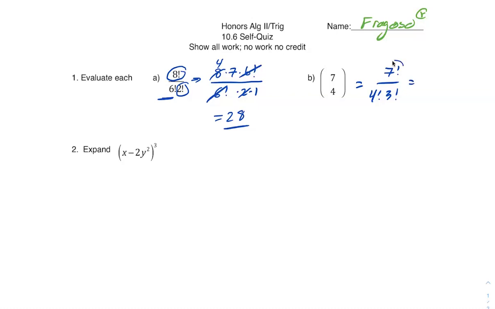We'll take the top one and break it down until we get to the highest one on the bottom, which in this case is 4. So 7 times 6 times 5 times 4 factorial. Leave the top one alone because that's going to cancel, and then the smaller one you break apart.